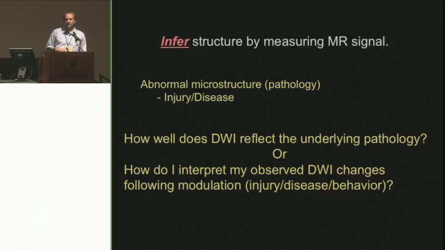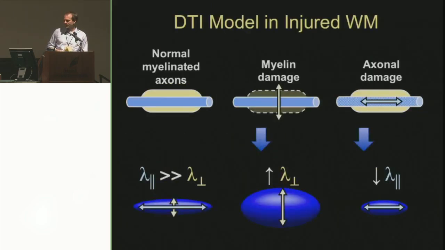So there is no single answer to any of this. And so I'll give some examples of where things are abnormal, and we've gone on to look at the histology. But schizophrenia, for example, may be very different than a traumatic brain injury. So I think that the investigator knowing kind of what they're going after is really important here. So two questions that one could ask is, how well does DWI reflect the underlying pathology? Or I've observed some DWI changes in my data set. How do I interpret these?